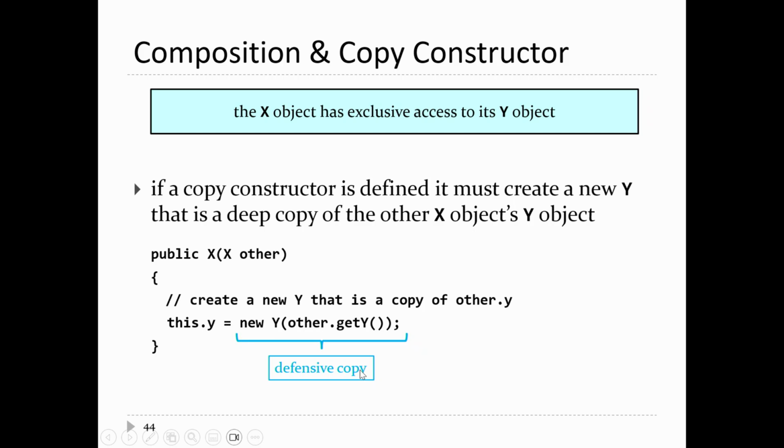Notice there's no validation here. So why don't you have to validate the other object's y object? Well, if you have another x object, that other object has already validated its y object. So there's no point in revalidating yet again.